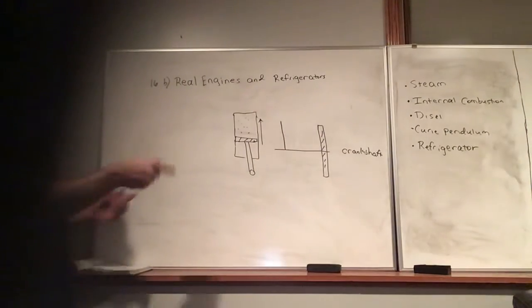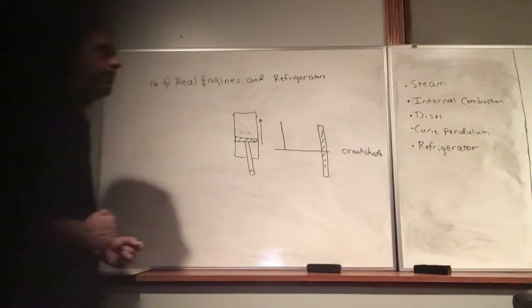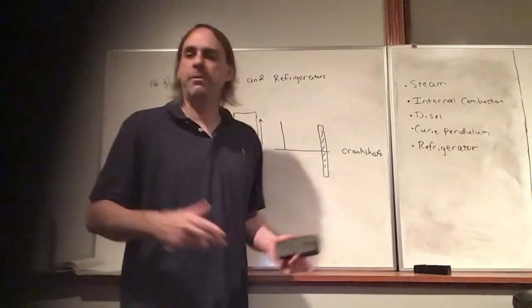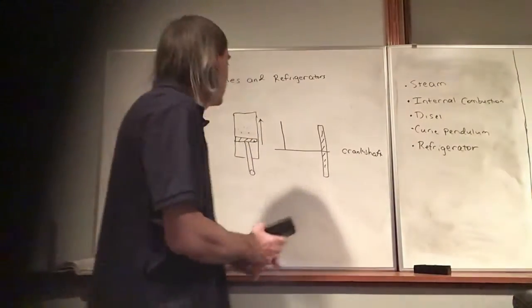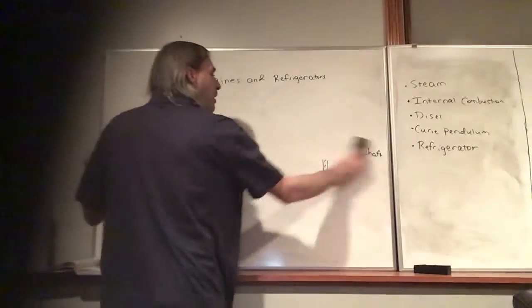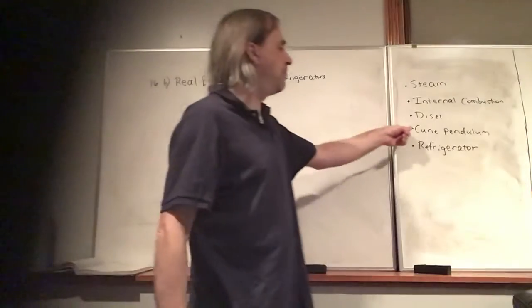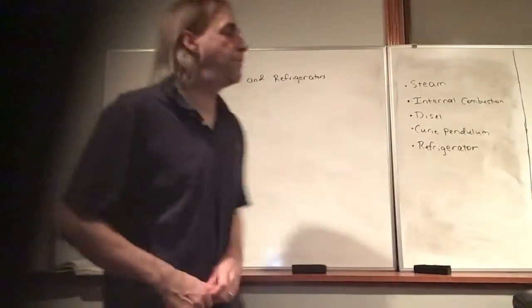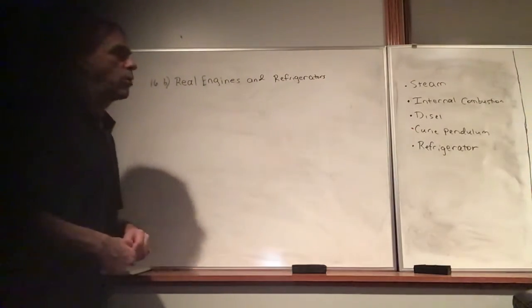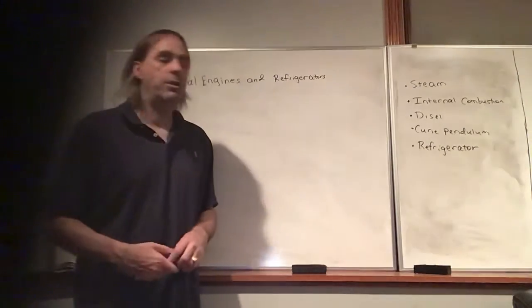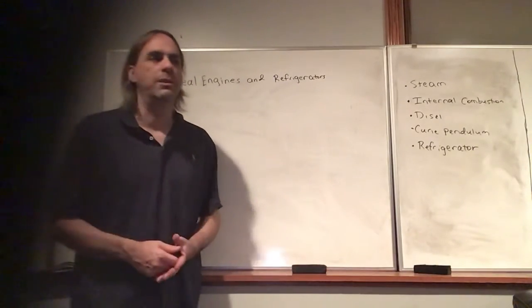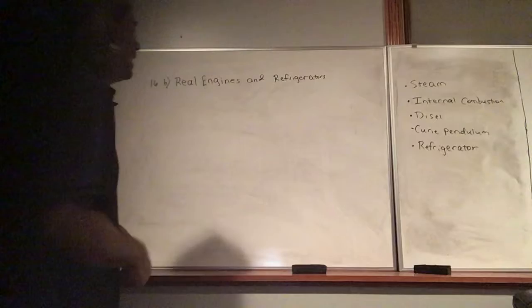Okay, now another kind of heat engine I want to talk about. Just to go into something completely unusual, there's something called a Curie pendulum. Now this was named after Marie Curie. She was a famous physicist that worked with radiation back when it was first discovered. I think she discovered some elements, one of the leading scientists at the time.